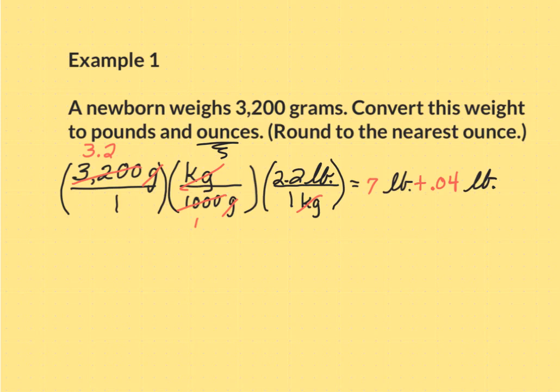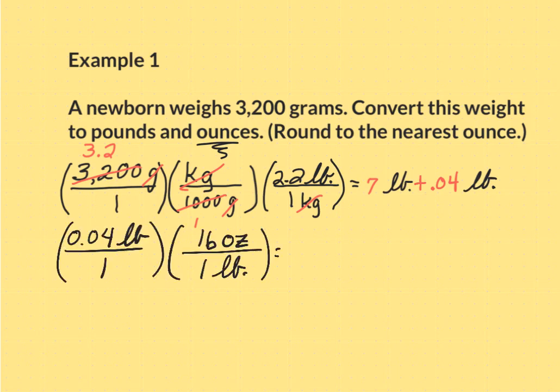So now we need to do a conversion, converting that 4/100ths of a pound into ounces. We already know that 1 pound is composed of 16 ounces. So we set up our conversion factor as 16 ounces over 1 pound so that those pound units will cancel. We do the multiplication straight across, and we arrive at the value of 0.64 ounces. Not even an entire ounce, but we were instructed to round to the nearest ounce. So I have to round up.